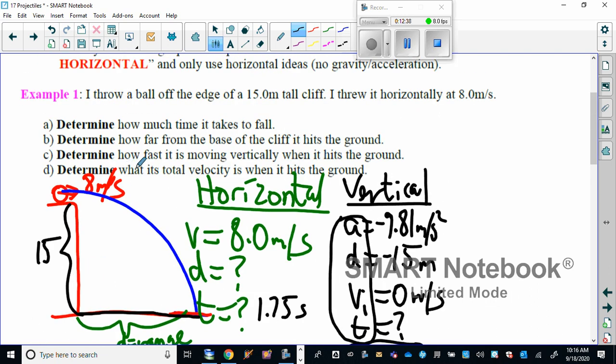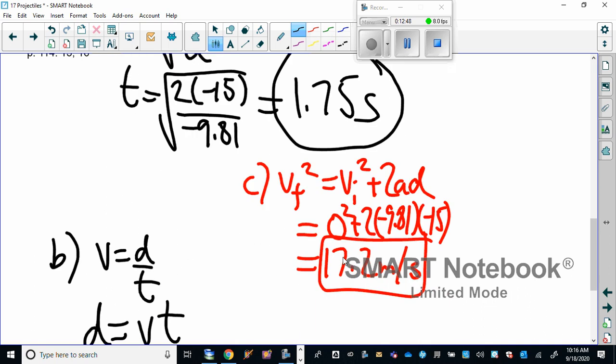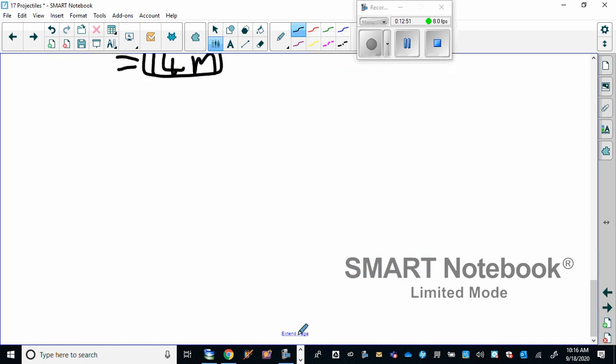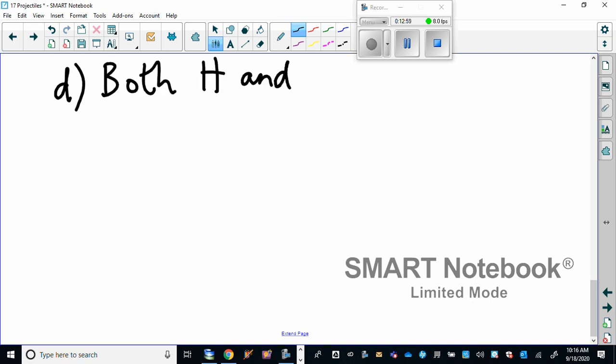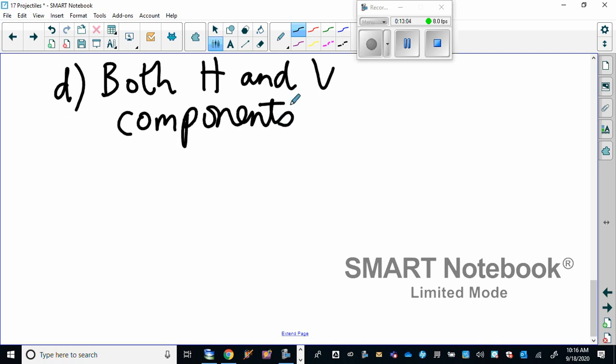And the last question says, determine what is the total velocity when it hits the ground. Now that's the trickiest one because they want the total velocity. They want the horizontal and the vertical components. So D, both H and V components. Right, which means when it hits the ground, remember it always has a horizontal component and it always has a vertical component because we assume that there's no air resistance.